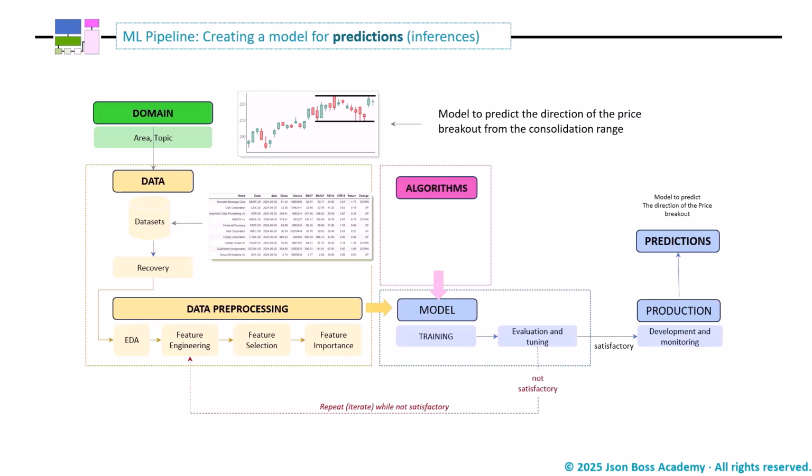Next, we move to feature engineering, where, from the price data, we create a series of technical indicators like moving averages. Feature selection will help us choose the features, that is, the predictive data that we want to work with. In the feature importance step, we will evaluate the contribution of each feature to the model. We will select a classification algorithm appropriate for the problem at hand, and then train, evaluate, and deploy our model. With this model, we can make predictions about the direction of breakouts in future lateral ranges observed in the market.